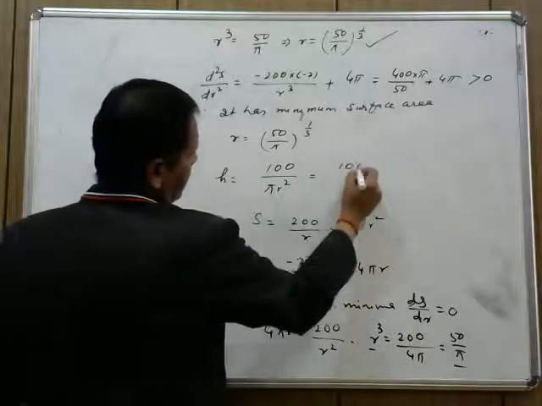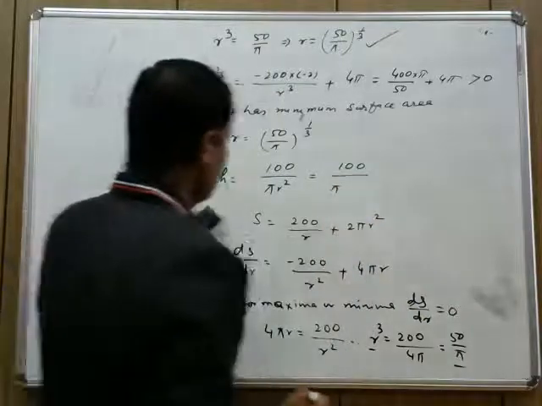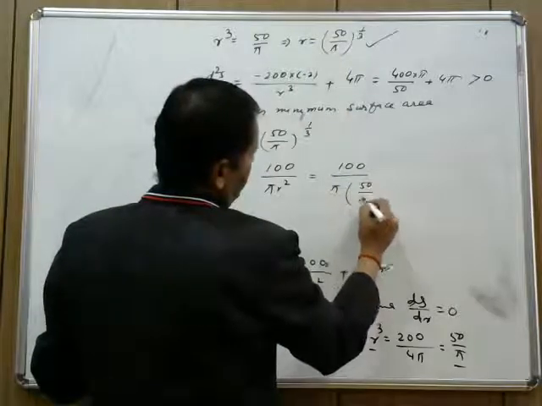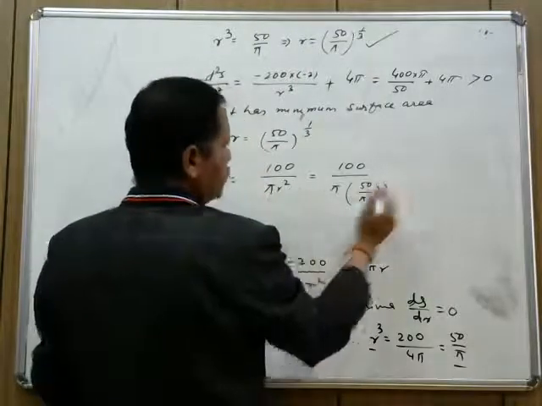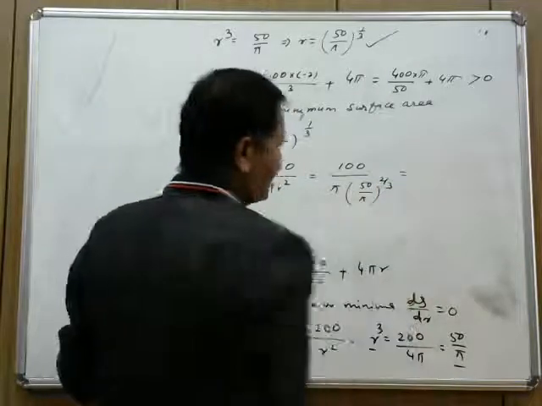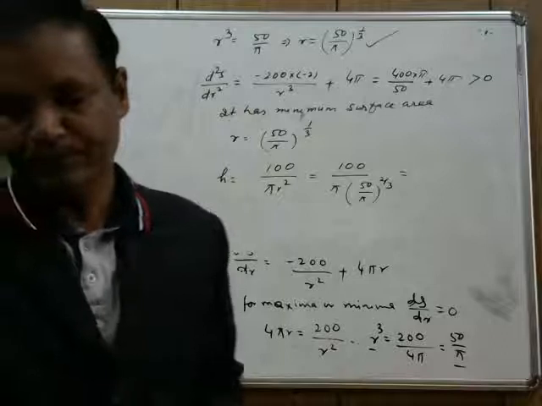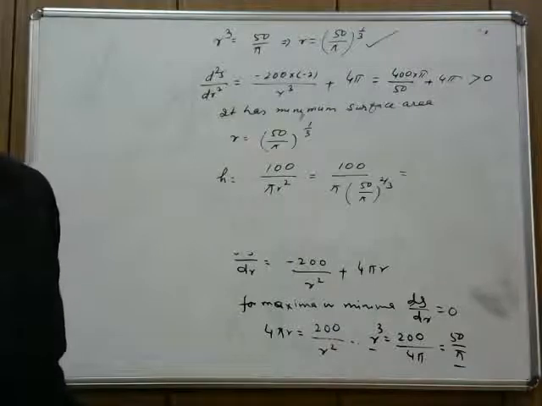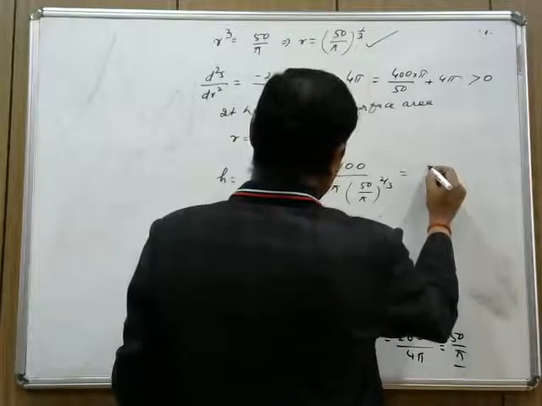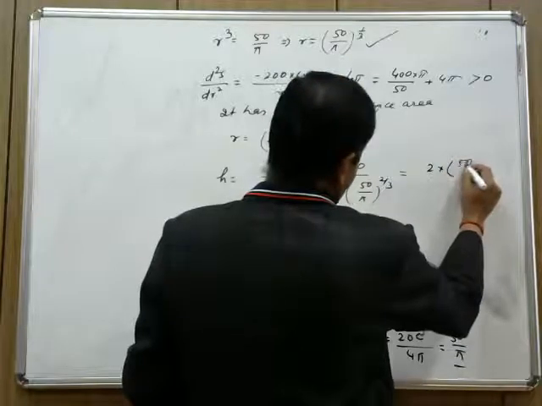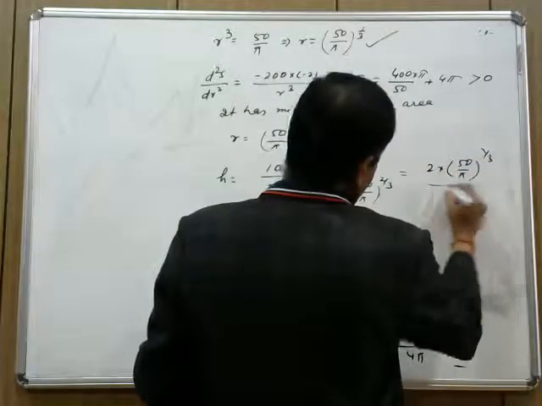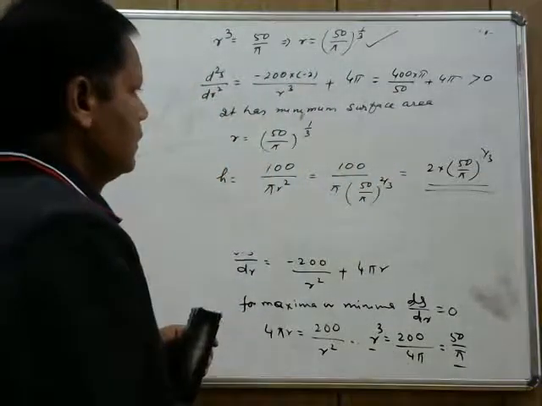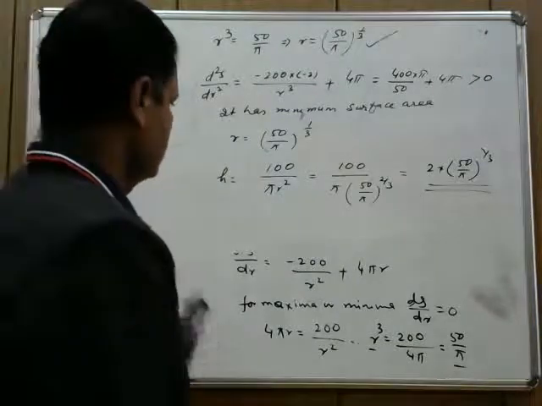Now put the value 100 upon pi and the value of r. R is equal to 50 by pi to the power 1 by 3, to the power 2, that means to the power 2 by 3, which we will solve. Then what we will get? H will be 2 into 50 by pi to the power 1 by 3. Right? Or should I solve it further?